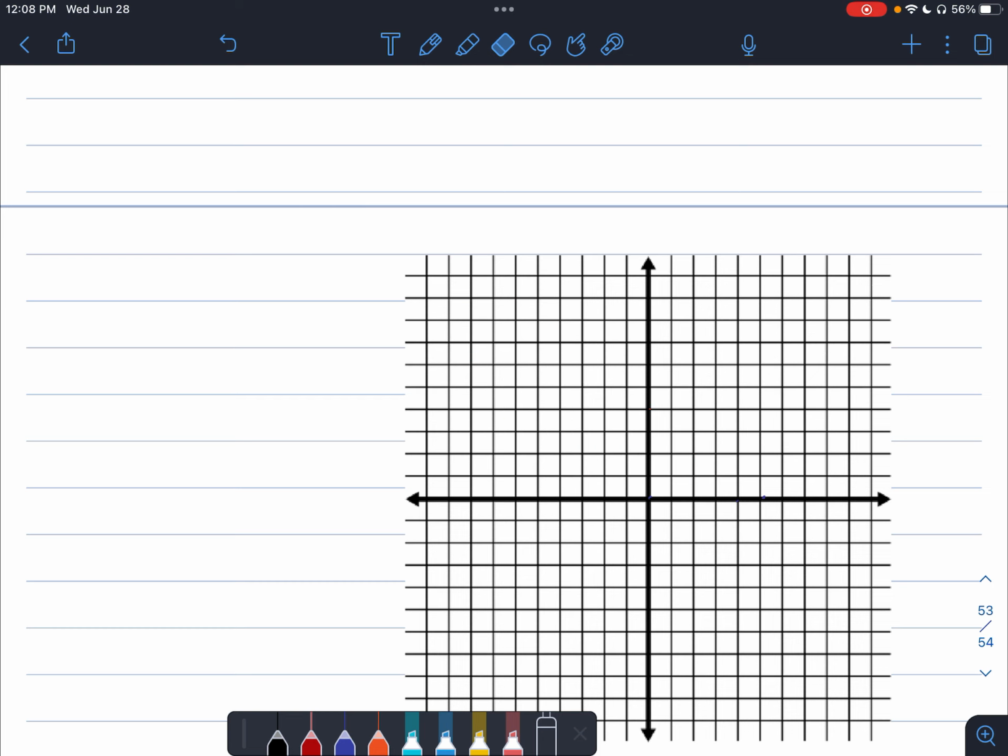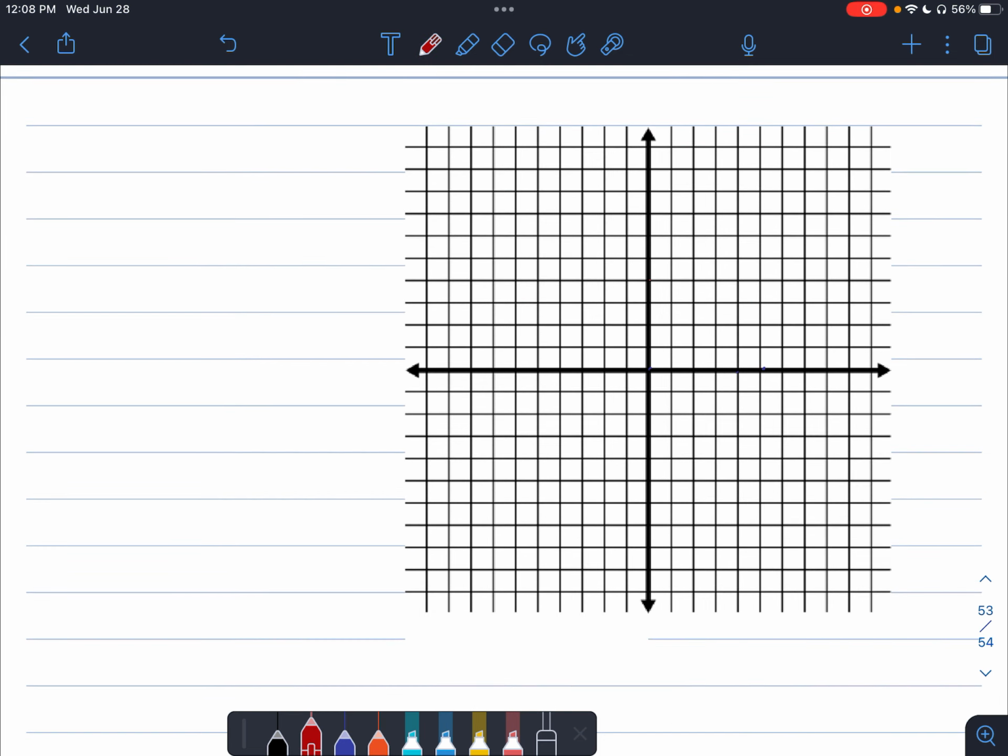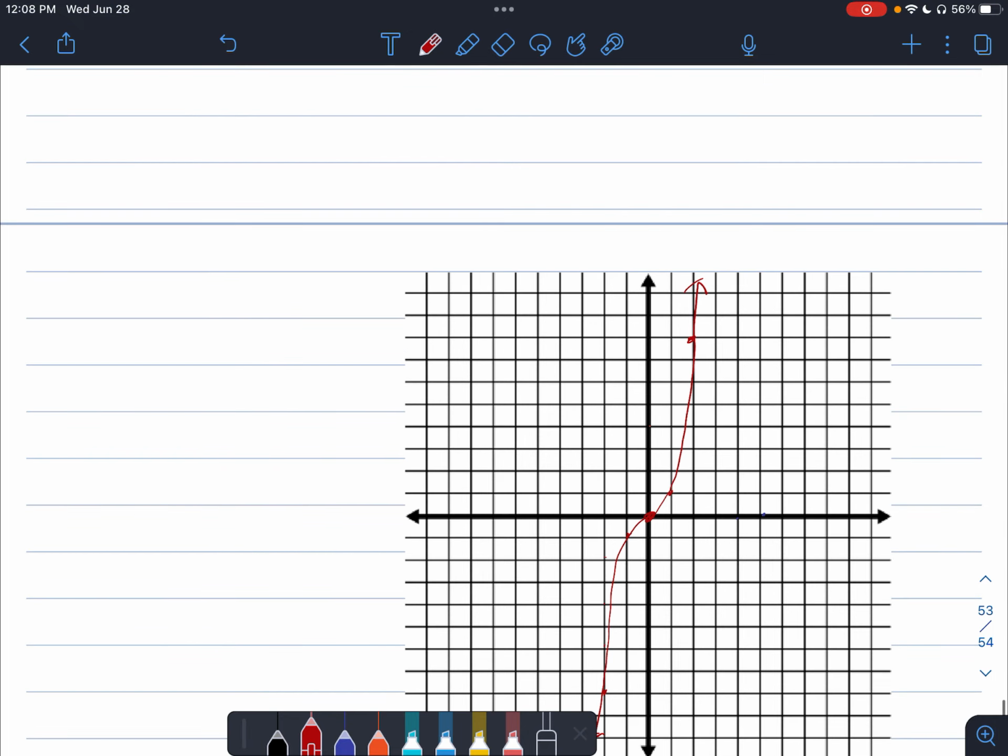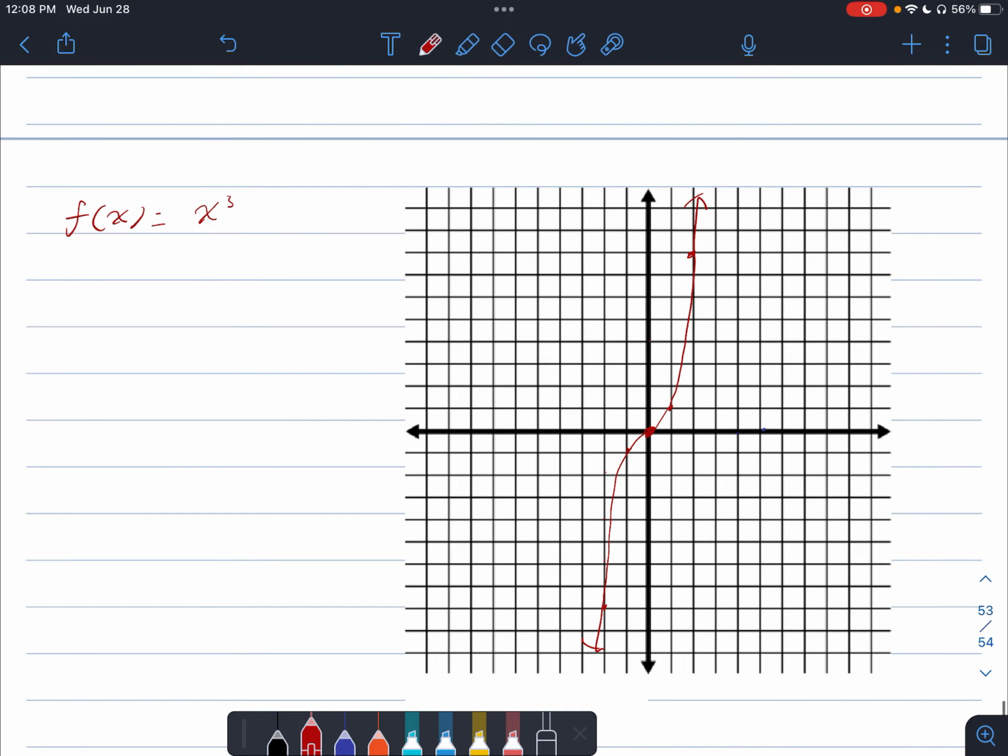And if we have x cubed, we're going to get a graph that looks a little bit like this. We plot a few points, 4, 6, 8. So it'll look like it's really steep very quickly. Okay, so it'll look a little bit like this. So if we have f of x equals x cubed. Okay, so that's the basic shape of our graph, f of x equals x cubed.